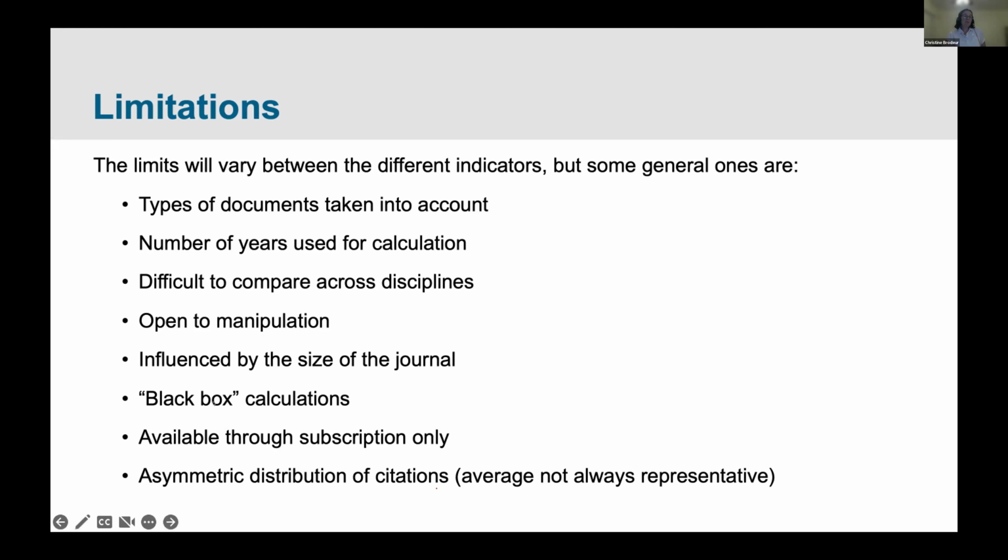Some have somewhat of a black box calculation, where you can't redo them, you can't get the same number. And well, again, it depends on the indicators, but some are available through subscription only. So that would be a limit.